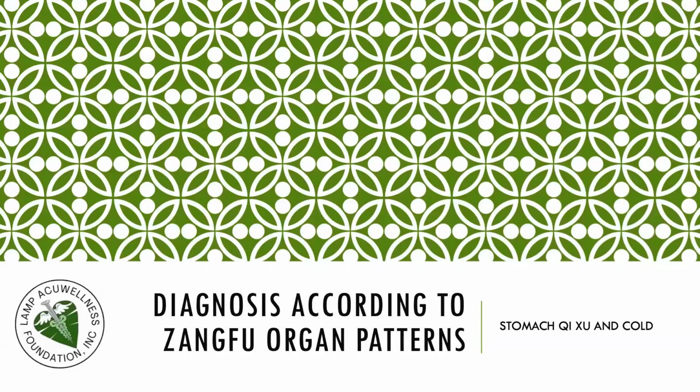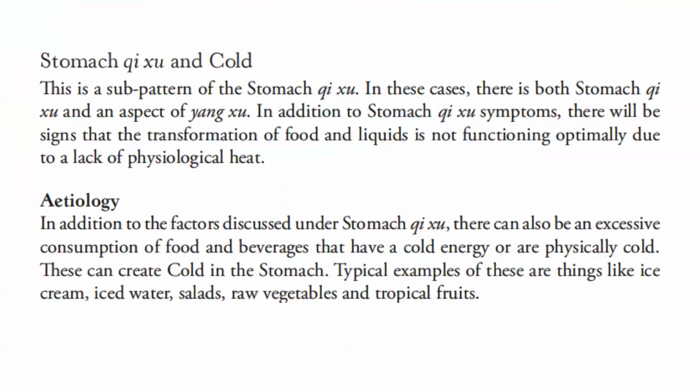Let's now go to diagnosis according to Zang Fu organ patterns with the pattern stomach qi deficiency and cold. Stomach qi deficiency and cold is a sub-pattern of stomach qi deficiency. In these cases, there is both stomach qi deficiency and an aspect of yang deficiency. In addition to stomach qi deficiency symptoms, there will be signs that the transformation of food and liquids is not functioning optimally due to a lack of physiological heat.